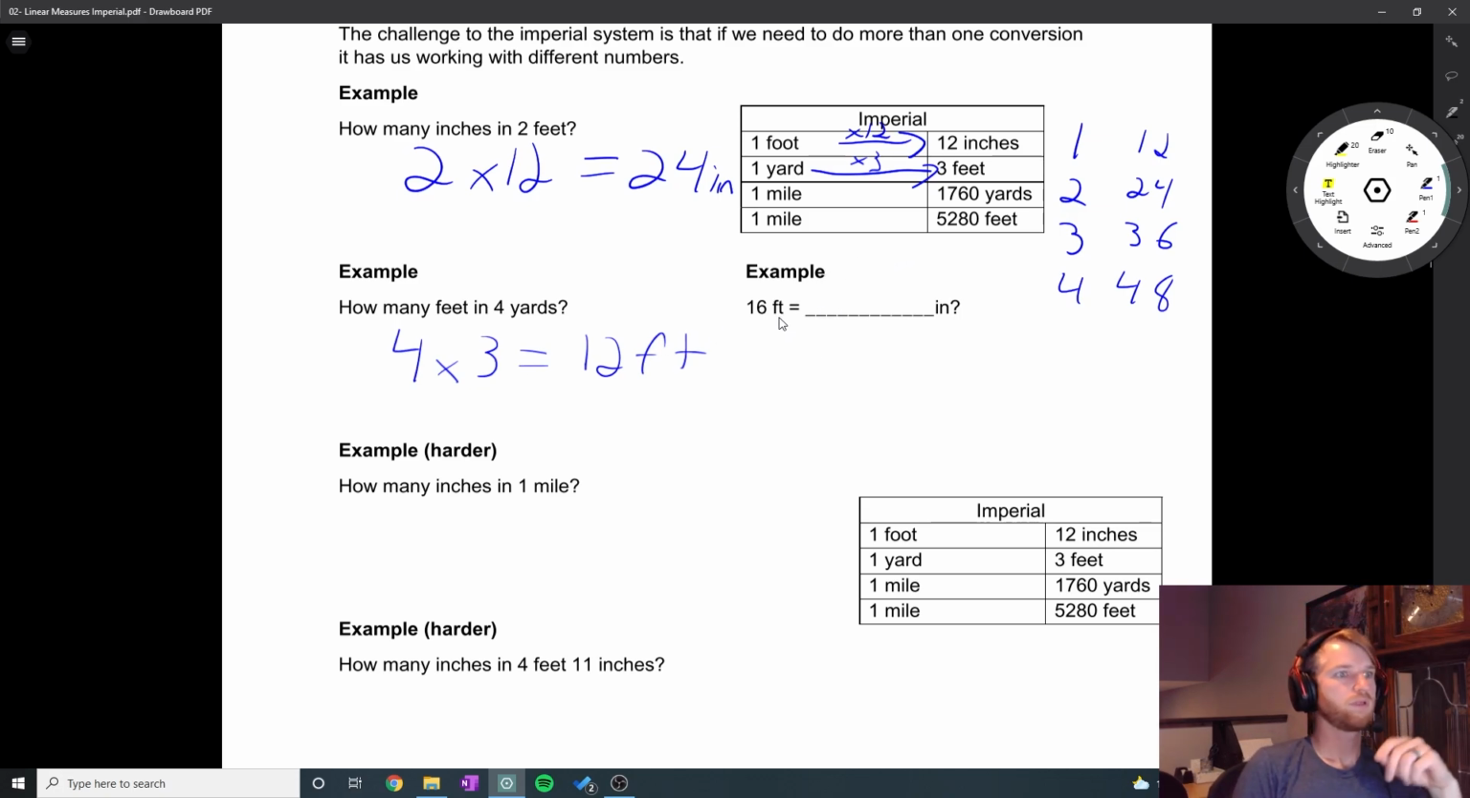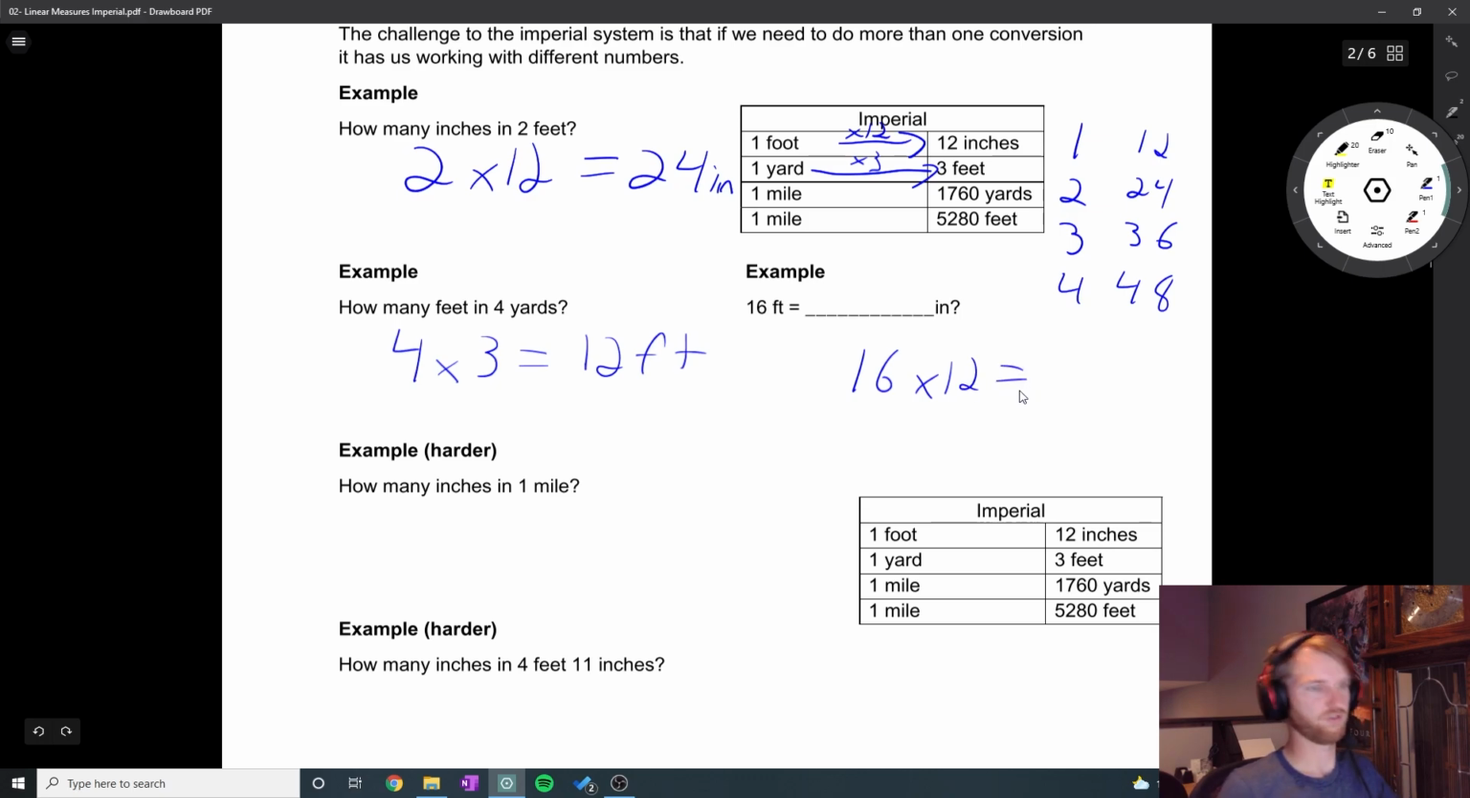Now, here comes a bigger number, right? 16 feet to inches. So we have feet, and we're going to inches. We're multiplying by 12. So 16 feet times 12. Okay, how many inches would that give us? It would give us 160 would be 10, plus another 30, 192 inches.